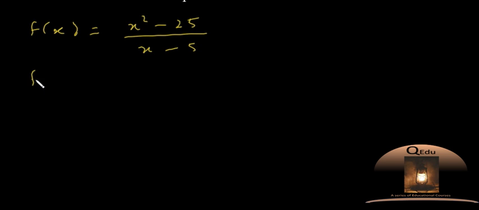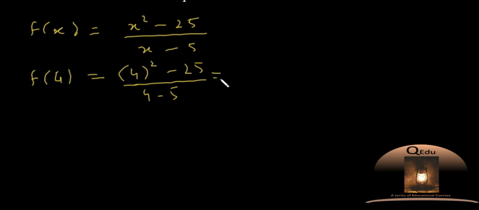Suppose we have a function f of x defined by x square minus 25 divided by x minus 5. If you want to know the value of this function at any point, say x is equal to 4, simply put x is equal to 4: 4 square minus 25 divided by 4 minus 5, and then normally you will get 9.